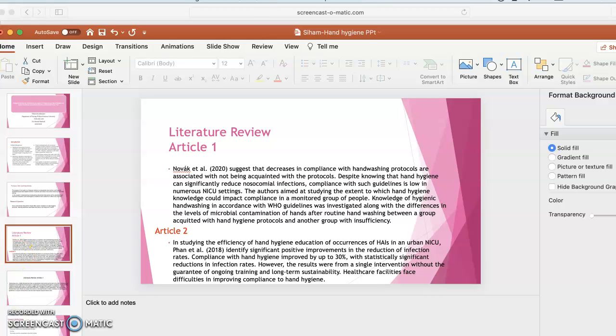Article 2. In studying the efficiency of hand hygiene education on occurrences of healthcare-associated infection in an urban NICU, the 2018 study identified significant positive improvement in the reduction of infection rate. Compliance with hand hygiene improved by up to 30%, with statistically significant reduction in infection rate. However, the results were from a single intervention without the guarantee of ongoing training and long-term sustainability. Healthcare facilities face difficulties in improving compliance to hand hygiene.